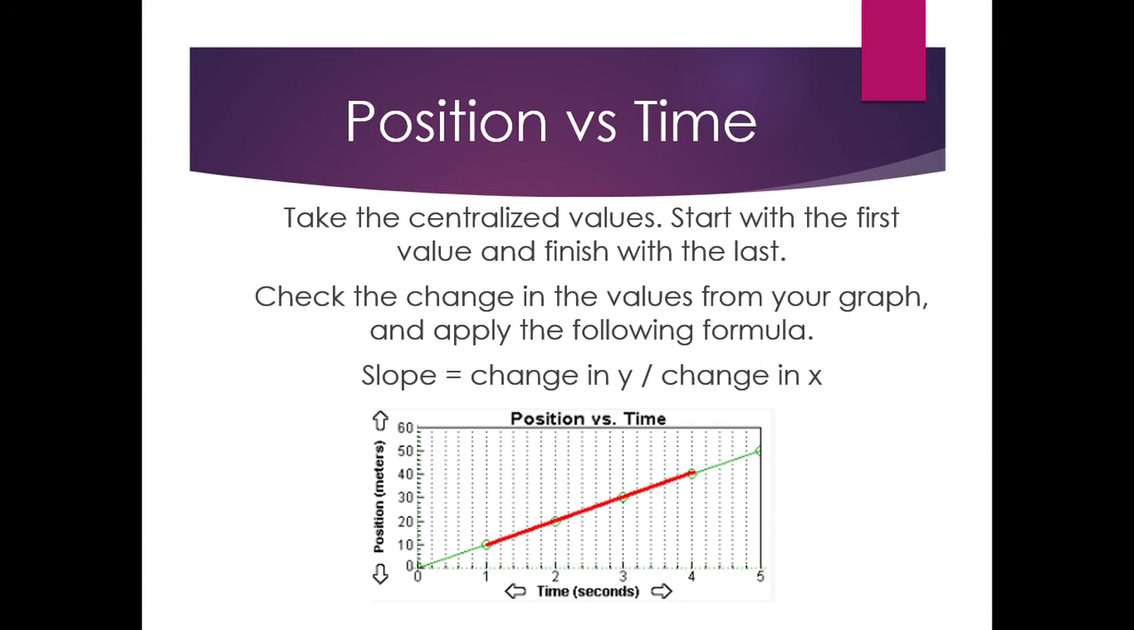How about in the x-axis? Let's check. We have from 1 to 4. So 4 minus 1 equals 3 seconds. That is basically the change in the x-axis. Alright, so now if we divide the 30 meters that we had in the change of the y-axis by the 3 seconds that we had in the change in x, we're going to find that the slope of this specific graphic will give us a total of 10 meters per second.